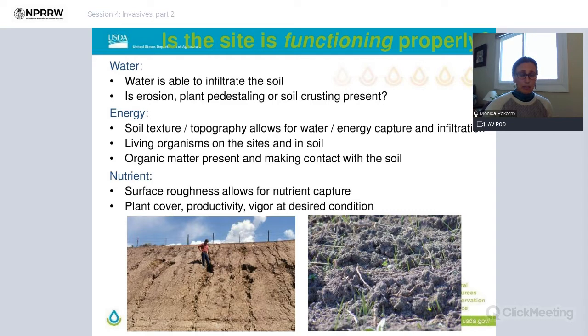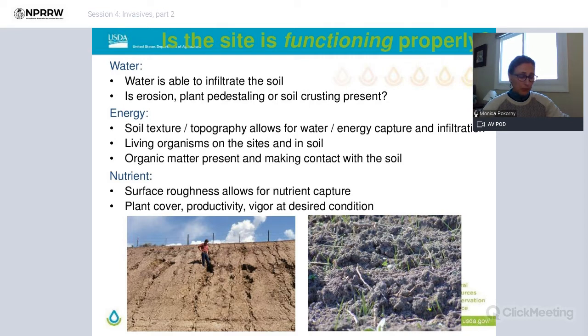You might have compacted the soil, and you can see that the water and nutrients, nothing's able to get into the site, it's just running off, versus a site that's well prepared, where you have texture and microsites, and you're able to capture energy and water, nutrients, and germinate plants on a site.